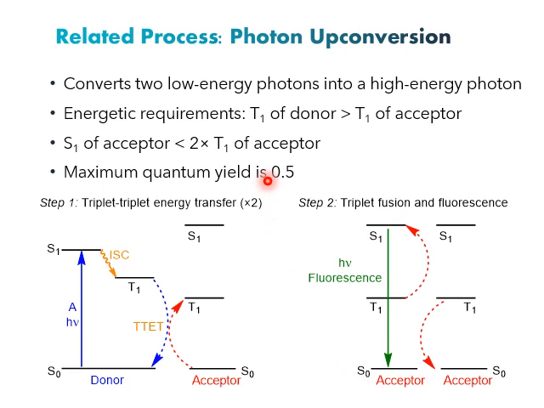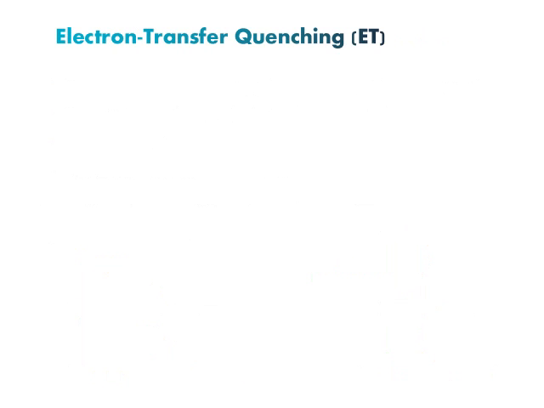The maximum quantum yield is 0.5 because in order for 1 photon to be produced via fluorescence, at minimum 2 photons need to be absorbed by the donor. So 1 emitted photon for every 2 absorbed photons means that your maximum quantum yield is 0.5. So that's just another related process that is going to involve these types of energy transfer pathways.